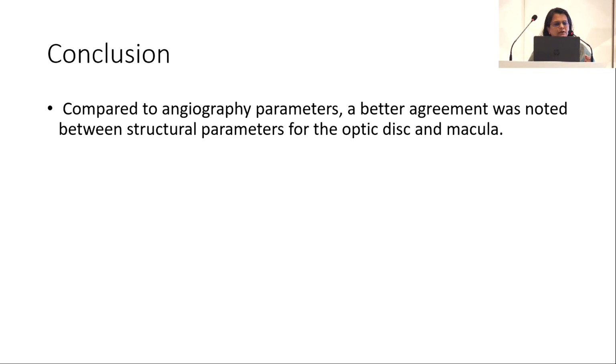To conclude, compared to angiography parameters, the structural parameters have better correlation, highlighting the importance of structural OCT in the era of angiography based OCT.